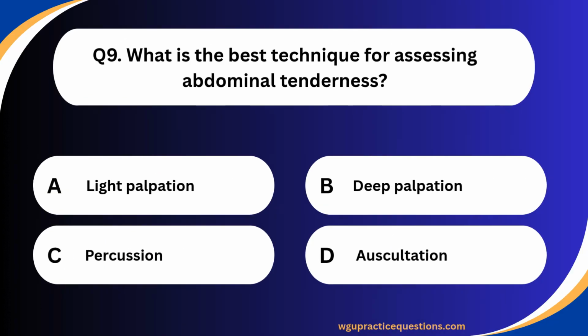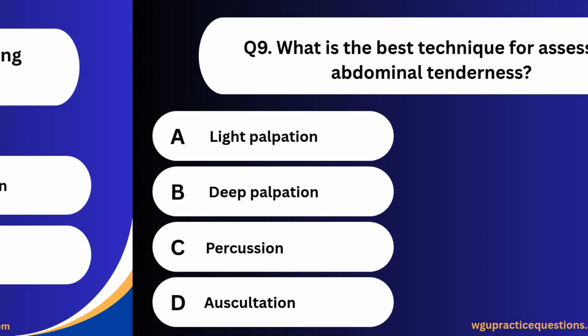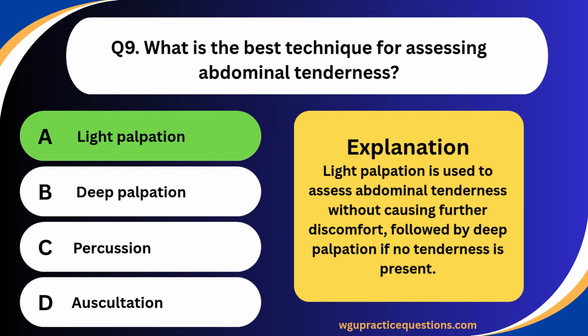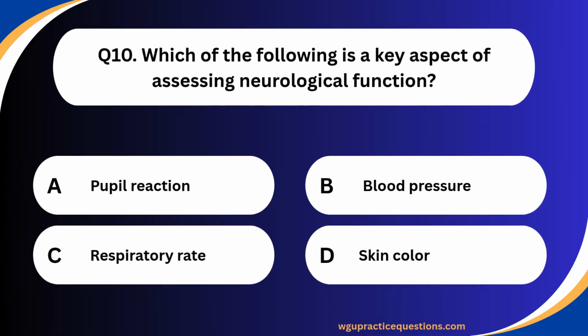Question 9. What is the best technique for assessing abdominal tenderness? A. Light palpation. B. Deep palpation. C. Percussion. D. Auscultation. Which one is the correct answer? The correct answer is A. Light palpation. Explanation. Light palpation is used to assess abdominal tenderness without causing further discomfort, followed by deep palpation if no tenderness is present.